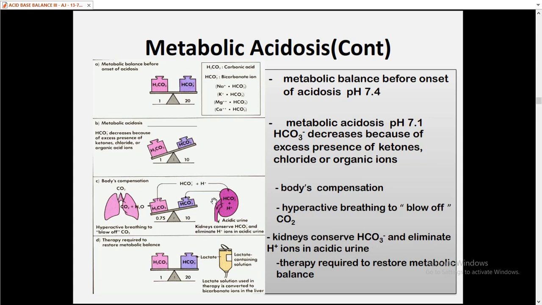urine, and thus kidneys start conserving bicarb and excreting out the hydrogen ion, so the acid can be excreted out in the urine, and here the acid can be exhaled out from the lungs. So this disturbance starts to come back to its normal balance levels, along with the addition of a lactate containing solution, or we start the therapy so that that can normalize the ratio and brings back the ratio of 20 is to 1.